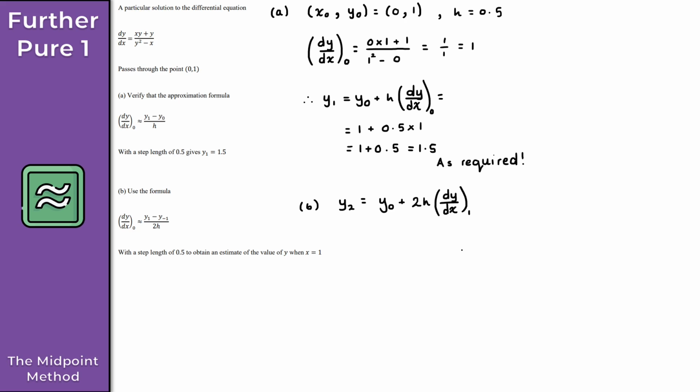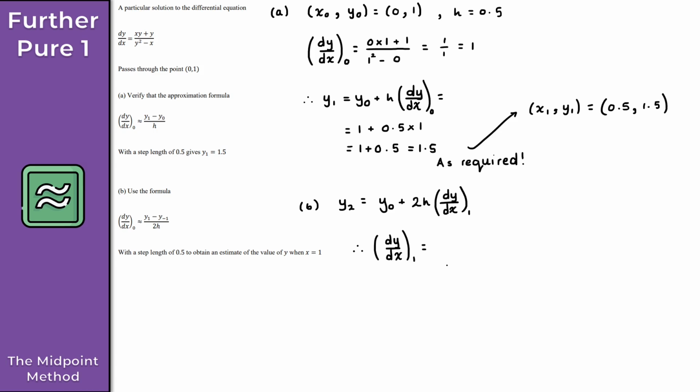So for dy by dx at x equals x1, what I'm going to do is just note that x1 and y1 are given. x1 would be x0 plus h, so that's going to be 0.5. So we get 0.5 for x1, and now for y1, that's 1.5. And even if you couldn't establish this first part of the question, because we have y1 and x1 is simple enough to deduce, you can still go on to attempt part B.